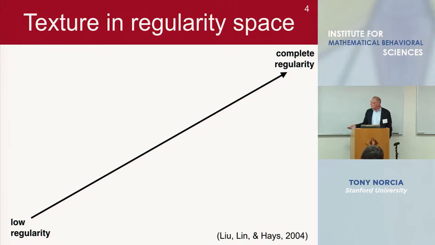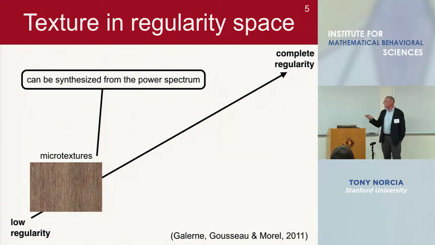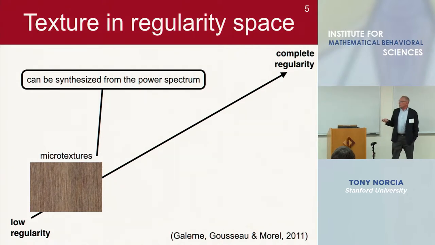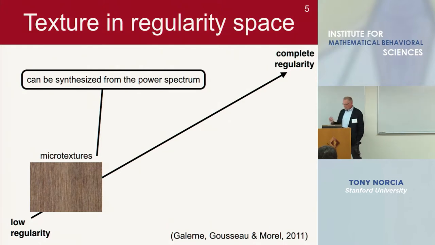And I think this is something that Yangshi introduced, the concept of regularity space that goes from very low regularity to complete regularity. So at the low regularity end, there are textures that people have called microtextures. This is Galerne et al. And these are very simple textures, and you can synthesize them if you just know their power spectrum. It's very simple statistically.